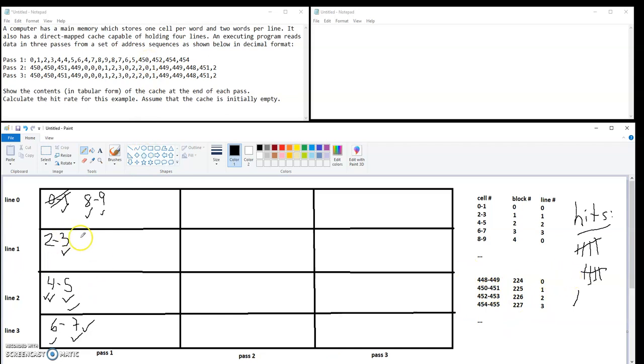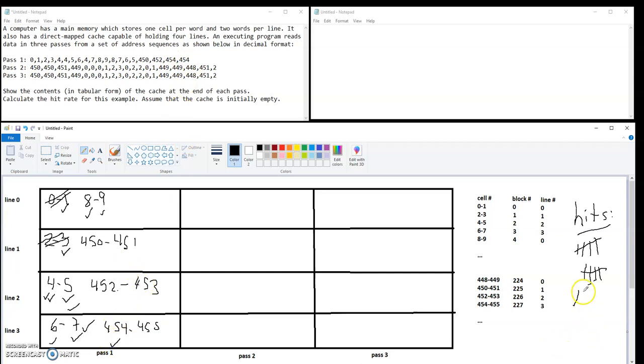450, a big change. 450 goes in line 1. So 2 and 3 are gone, or overwritten. And instead, 450 along with 451 is put into that line. It's not a hit. 452. So the computer has moved on to a different section of the program, I guess, or a different program. 452 goes in line 2 along with 453. 454 goes in line 3. I've already mapped it out over here. You go from cell to block, block to line. 454 and 455.